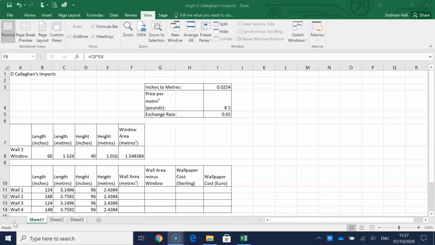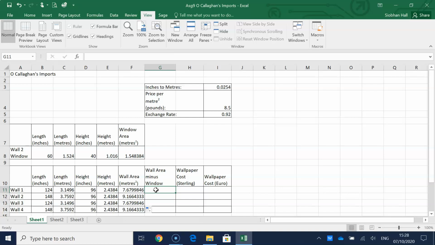Then question 3 asks us to calculate the area of each wall in meters squared. And to get that, it would be equal to C11 multiplied by E11. And enter that, and then click on that formula again and use your fill handle to copy it down for the other walls.